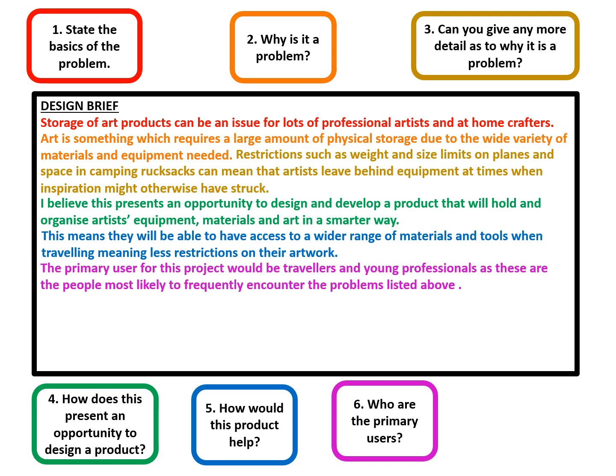The purple question: who are the primary users? So in this project, the primary user is travellers and young professionals, as these are the people most likely to frequently encounter the problems listed above. So I've named who my primary users are. That's a generic name, so travellers and young professionals, not Dave and Bob. And I've said why they're going to be a primary user: it's because they're most likely to frequently encounter the problems.